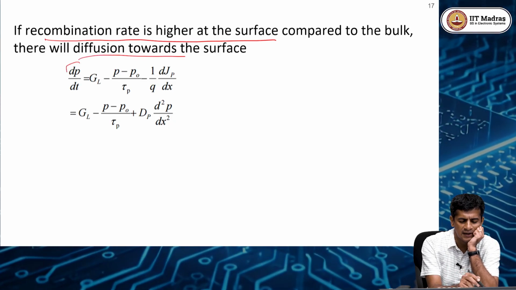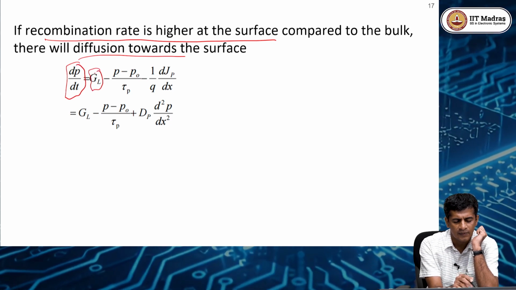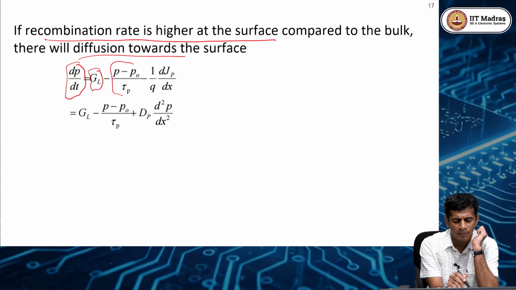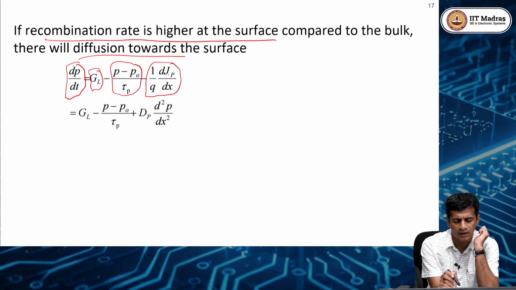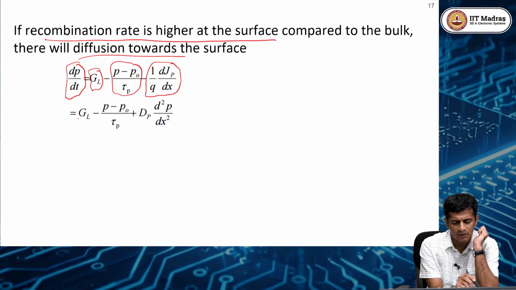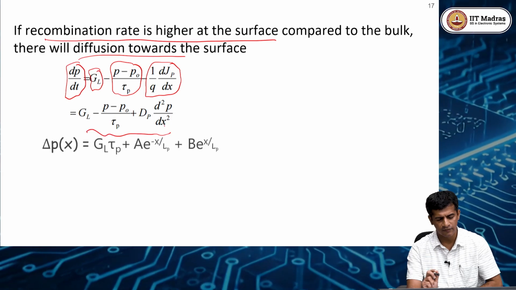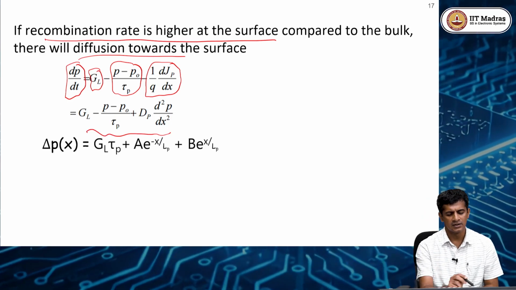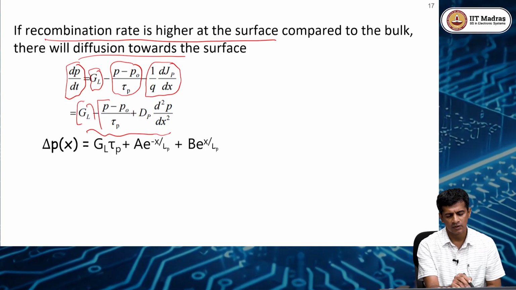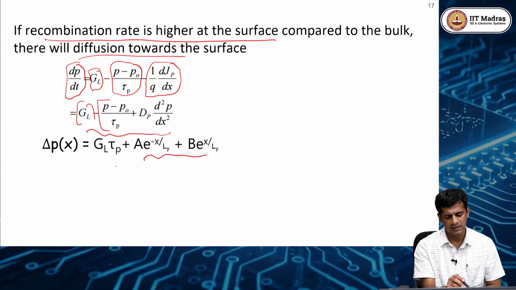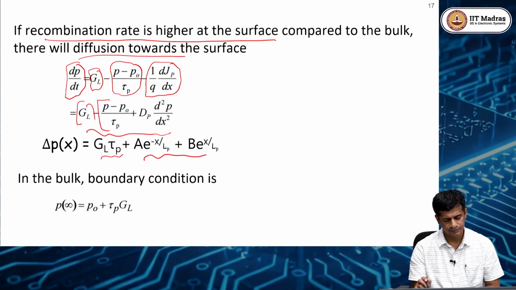So then you can write again the continuity equation here. This is the ∂p/∂t, this is the external generation, and this is the recombination time, and then there is the diffusion current. So you can still write the differential equation like this, and solve it again, in the presence of an external generation. If you solve this, it exactly looks like the previous case. The only thing is that there is an additional G_L τ_p term here.